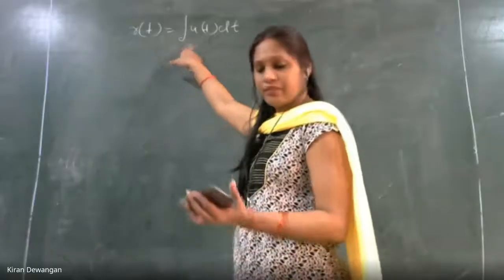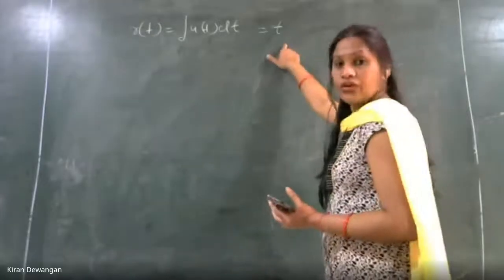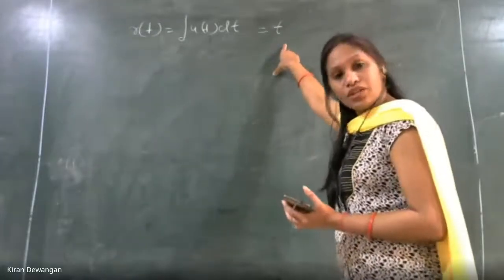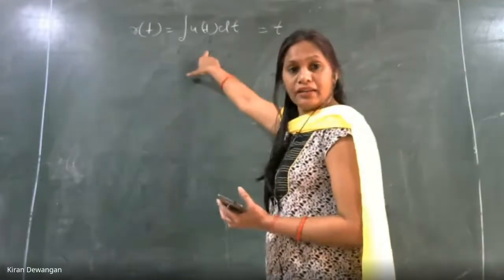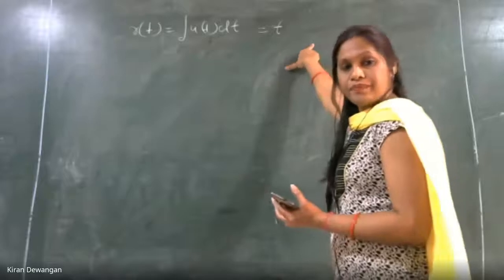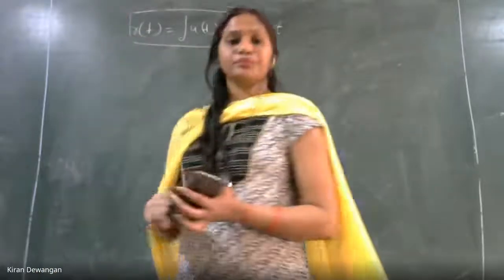Yes, students, integration of 1 is t. It is t, so it will be the value for all t greater than or equal to 0. So that is what we are getting. R(t) is t. So that is how we can relate our R(t) and u(t).